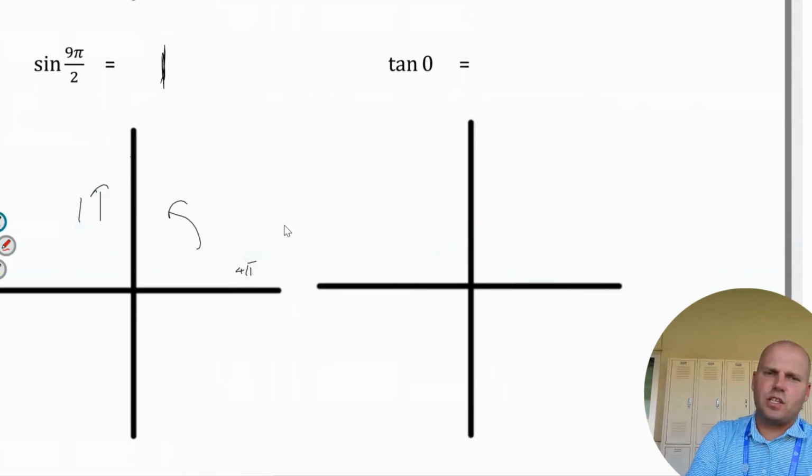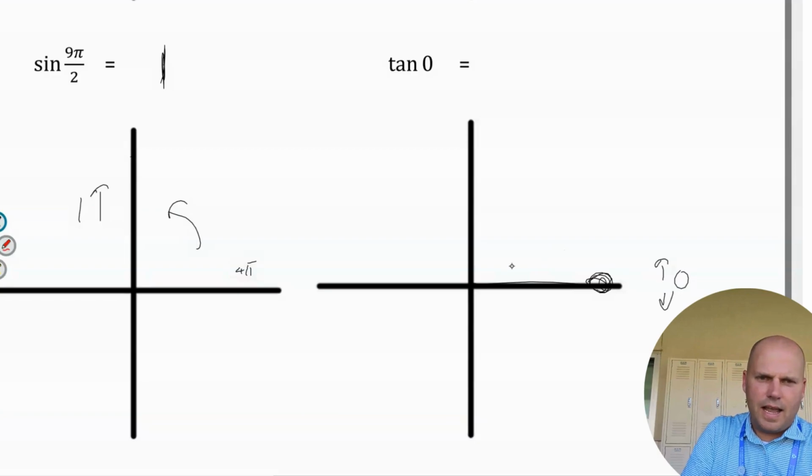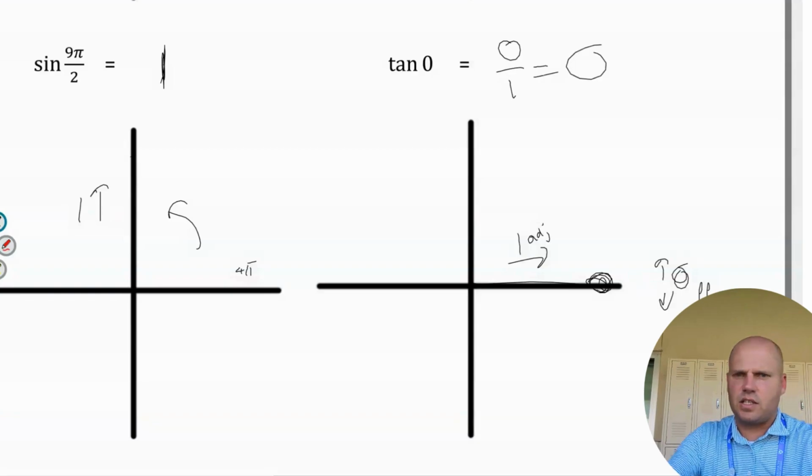Opposite over adjacent. The opposite is the up and down. If I'm at 0, I'm not up or down at all. I am to the right 1. This would be the opposite, 0. This would be the adjacent, 1. So I'm going to go opposite over adjacent. That's 0.